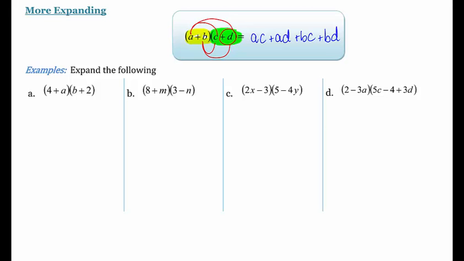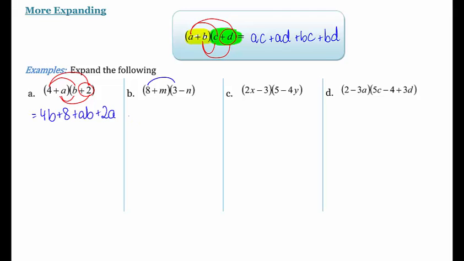So let's do the first one. We have 4 times B is 4B. 4 times 2, and it's a positive 2, is plus 8. Then we have A times B is plus AB, and A times positive 2 is plus 2A. Now when you've expanded two loads of brackets, always check to see if you've got any like terms so you can simplify further. In this case we don't.